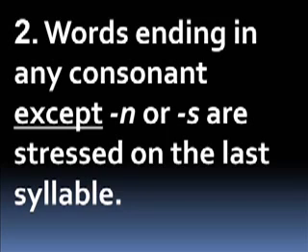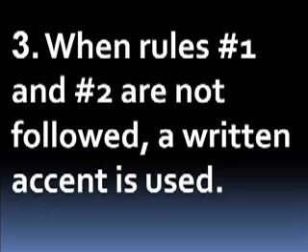If you misbehaved again, you would get a little check next to your name. Now, we're doing the same thing when we write accents in Spanish. We're basically putting a check or a little mark over the vowel, the syllable of the vowel that's misbehaving. So here's rule 3. When rules 1 and 2 are not followed, a written accent is used.